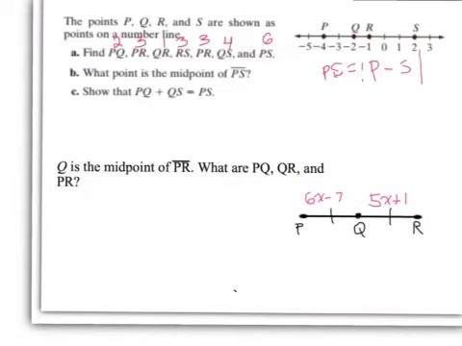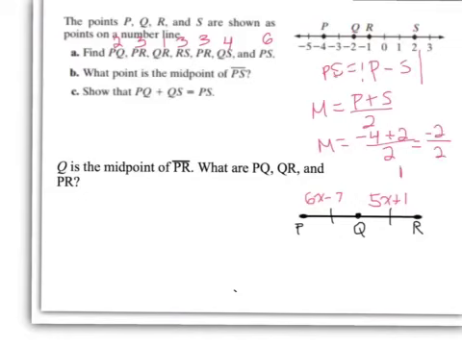Now part B is asking to find the midpoint of PS. That means the midpoint would be P plus S divided by 2. So the midpoint would give you -4 plus 2 divided by 2, which is -2 divided by 2, which means the midpoint is at -1. Well, here we can see R is at -1, so the midpoint of PS would be point R.